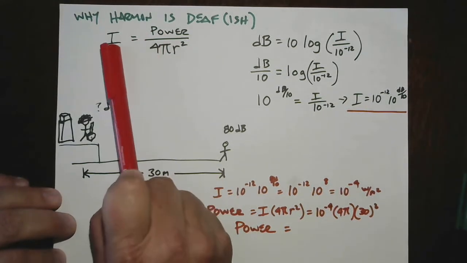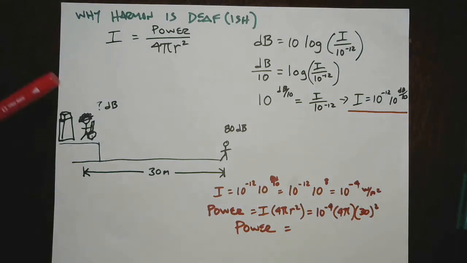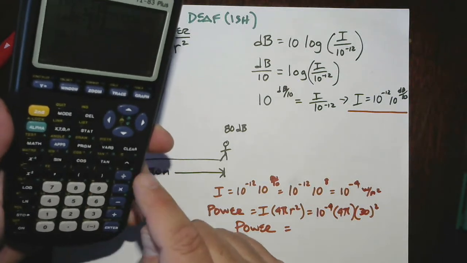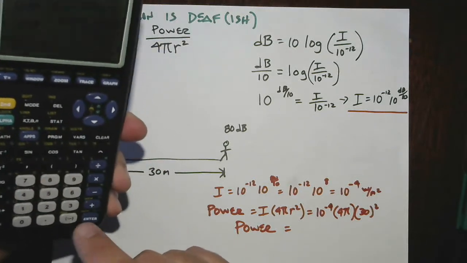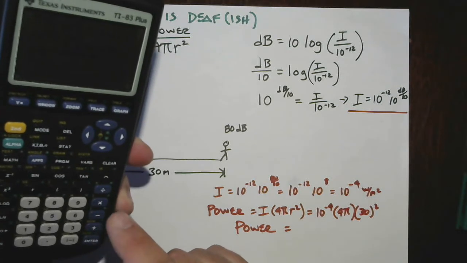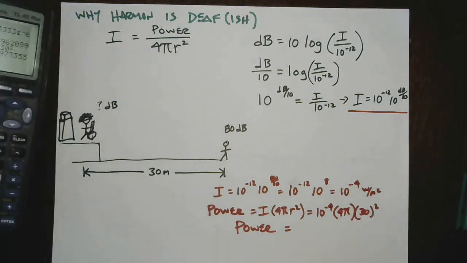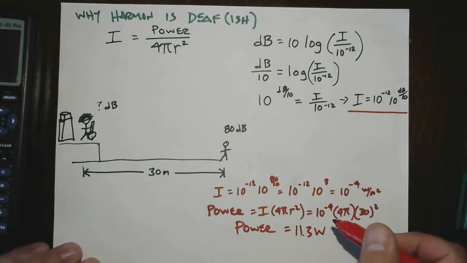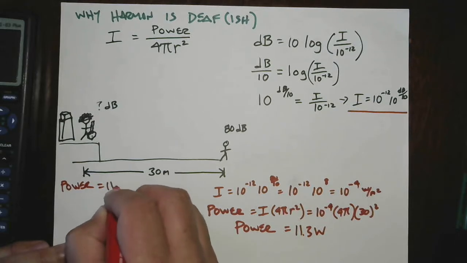Because this says the intensity at your location is the power at the source divided by 4 pi r squared. And let me get my calculator out here. So we're going to do 10, the exponent minus 4 times pi times 30 squared. Okay, that's going to be 11.3 watts. There's 11.3 watts of energy coming out at the source. And now we can feed that in over here and say at the location of the amplifier, there's 11.3 watts.